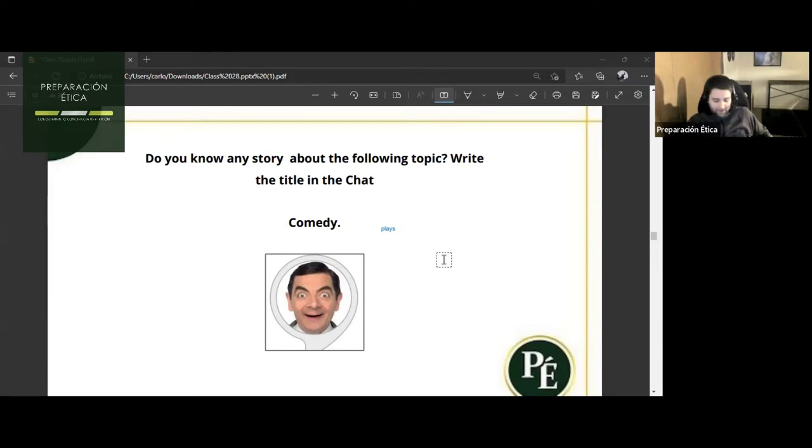As you can see, comedy is more related to theater than to literature. Así que es mucho más fácil buscar una película que sea de comedia.